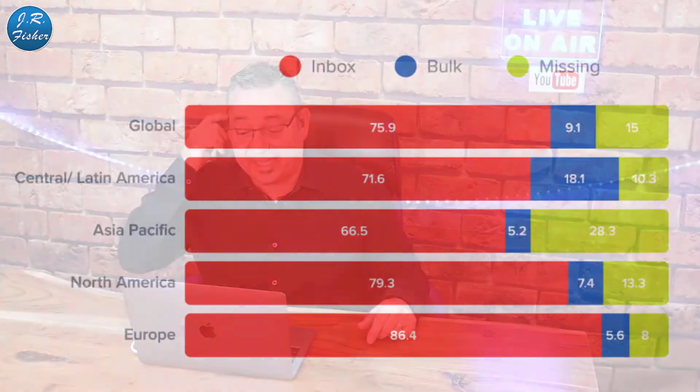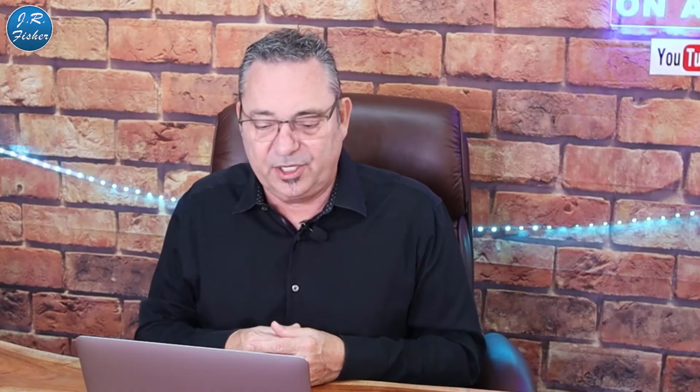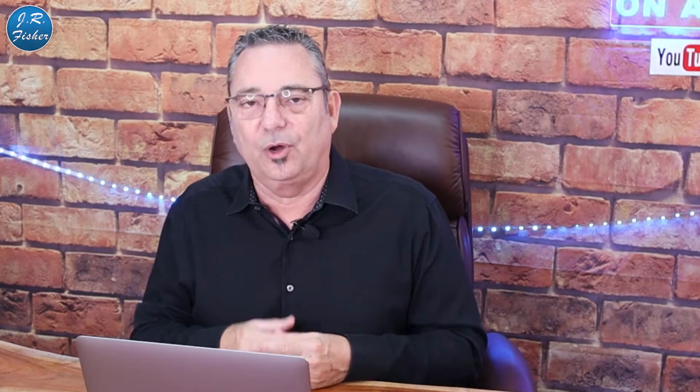Here's another chart you can check out here. It's got global, Central Latin America, Asia Pacific, North America, and Europe, and it's got the inbox. Okay, what percent are reaching the inbox, which percent are bulk, and which percent are missing. And you can notice here there's a huge difference to your email open rates here. Here's the question: what can you do to have better open rates? Well, I've put together a few things here.